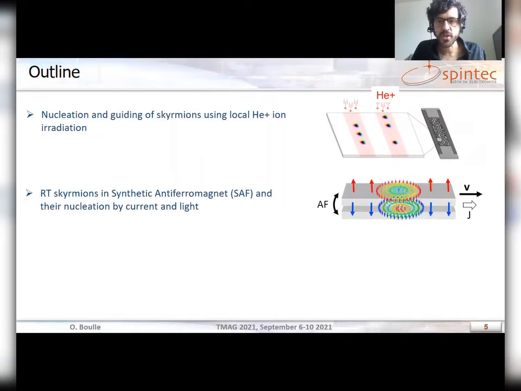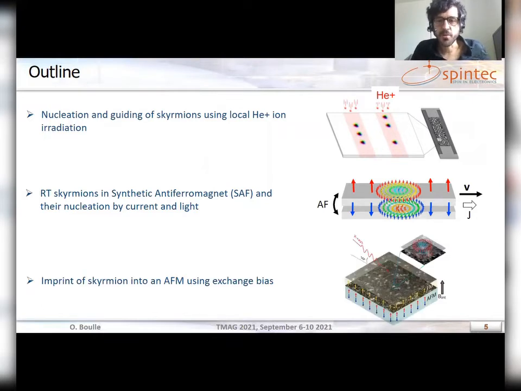Another promising approach lies in the stabilization of antiferromagnetic skyrmions in synthetic antiferromagnets with vanishing total magnetization. I will show that skyrmions can be stabilized at room temperature and zero field in this material, and can be nucleated locally using current injection or ultra-fast laser excitation. And finally, I will show that magnetic skyrmions can be imprinted directly within an antiferromagnet using exchange bias, which opens a new way to manipulate skyrmions in antiferromagnets.